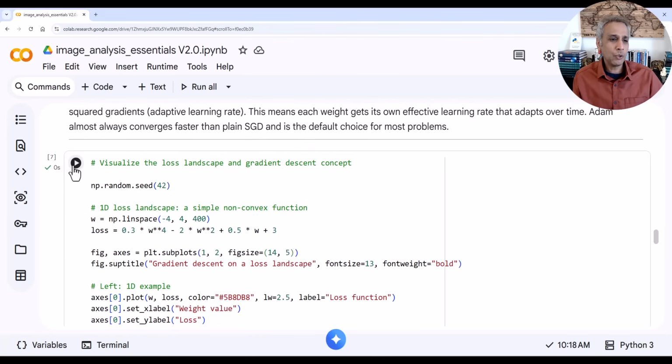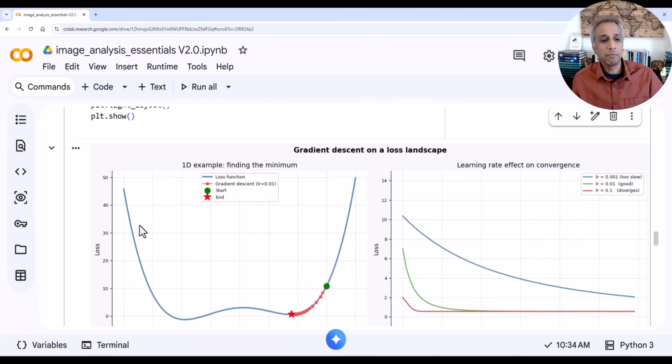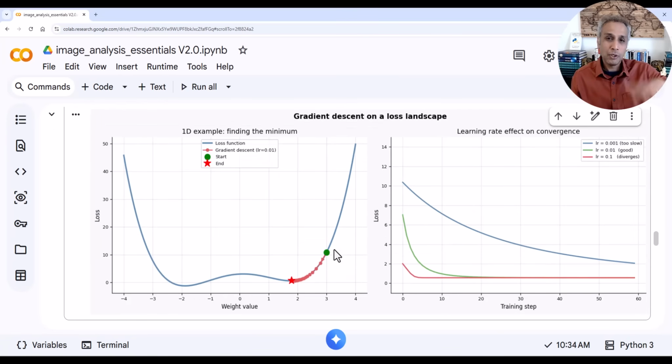Okay, so let's visualize the loss landscape and gradient descent, and this is again in just one dimension instead of our 3D landscape. So let's say this is your loss function, and we need to find the minimum. Ideally, you would find this spot because that is lower than this spot, right? You want to find the true global minimum.